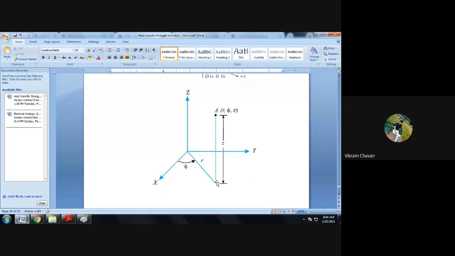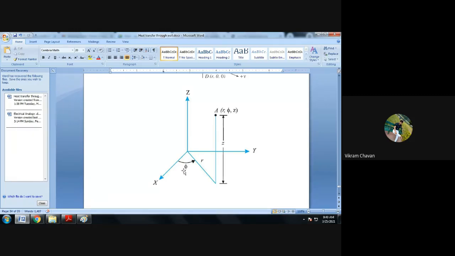So if you are considering that the cylinder is placed on a plane surface, and you want to locate any point on the cylinder, the height of that particular point from the base will be the Z coordinate. Then the distance from the center line will be the R coordinate. If you draw this line on the base surface, that is the R coordinate line, and the angle made with the X axis by this line will be considered as phi.